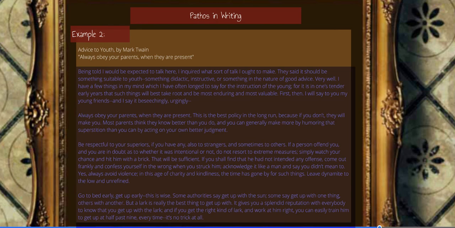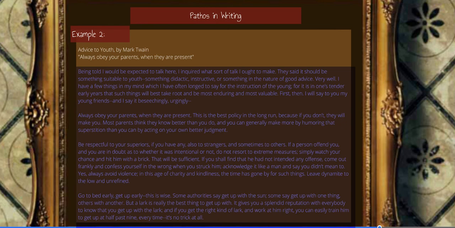If a person offend you, and you are in doubt as to whether it was intentional or not, do not resort to extreme measures. Simply watch your chance and hit him with a brick. That will be sufficient. If you shall find that he had not intended any offense, come out frankly and confess yourself in the wrong when you struck him. Acknowledge it like a man and say you didn't mean to. Yes, always avoid violence. In this age of charity and kindliness, the time has gone by for such things. Leave dynamite to the low and unrefined.